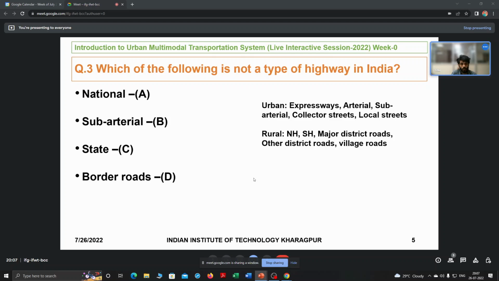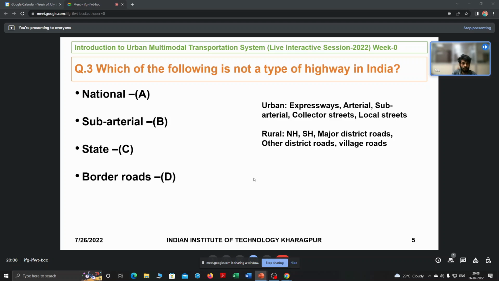So then in case of rural roads, there are national highways, then the state highways, then the major district roads to connect different districts, then the other district roads, and finally the village roads. Now this is also based on those same concepts, and what is not a type of highway? The correct answer would be subarterial. Subarterial is a type of urban road. It's not a rural road.